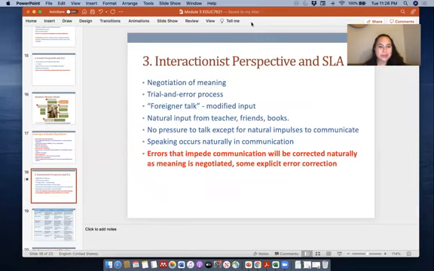The last one is the interaction perspective. Here, second language acquisition involves a lot of negotiation of what words and language mean in your interactions with people, groups, communities, etc. The natural input comes from your environment. There's no pressure to talk, and there shouldn't be, except for the purpose of communicating. Errors with language will correct themselves because they often impede your communication. So you will be negotiating the meaning of language in order to get your point across.